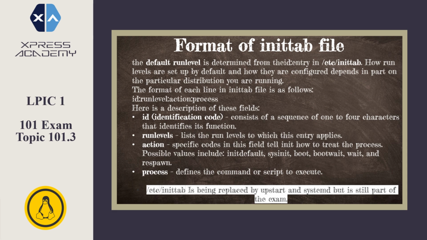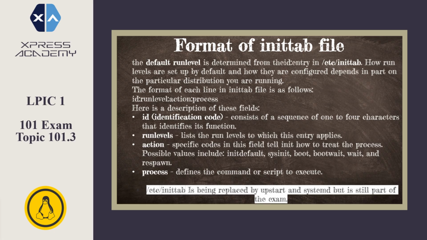Here's a description of these fields. ID or identification code, which consists of a sequence of 1 to 4 characters that identifies its function. Run levels, which lists the run levels to which this entry applies. Actions, specific codes in this field tell init how to treat the process. Possible values include initdefault, sysinit, boot, bootwait, and respawn. The last field is process, which defines the command or script to execute.